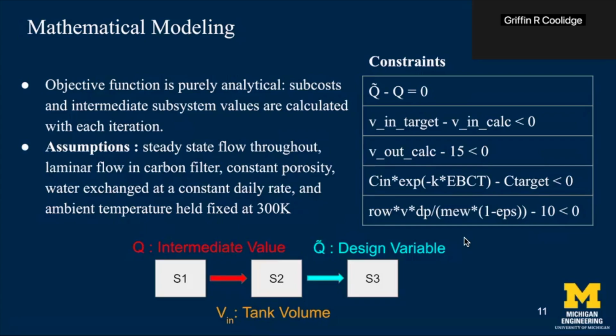The constraints shown reflect both physical and performance requirements. Equality constraint Q tilde minus Q equals 0 is the IDF coupling condition. This is what ties subsystem 1's output to the rest of the system. The tank volume constraints and the absorption decay constraint enforce that the system actually delivers usable drinking water.